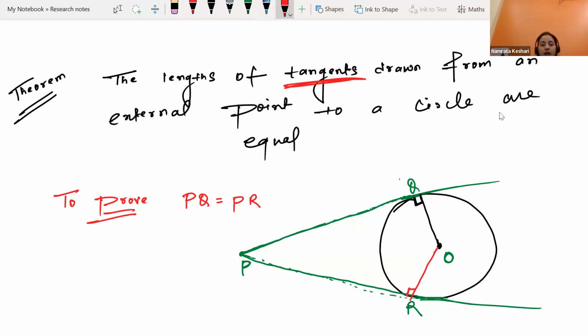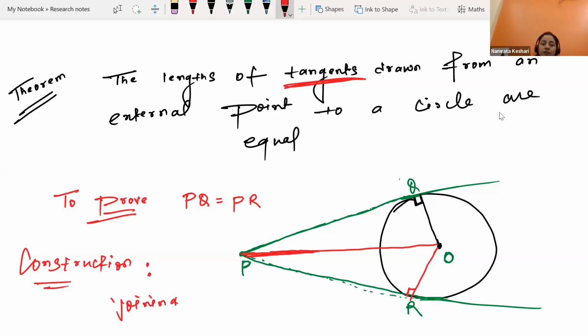Now I'm going to join this O with P. This construction we are doing by ourselves, joining O and P, which we can write over here in the construction part: that to prove it, we are joining the center O with the external point P.